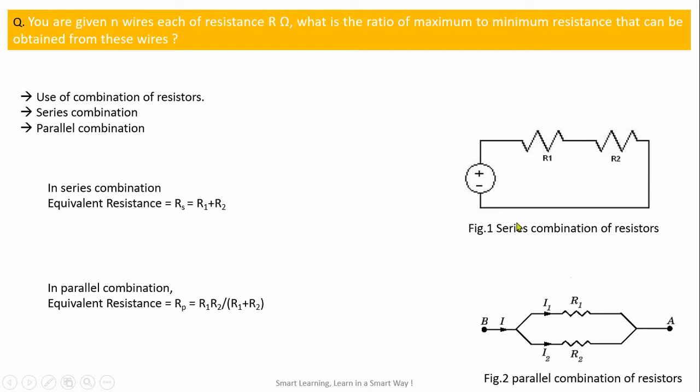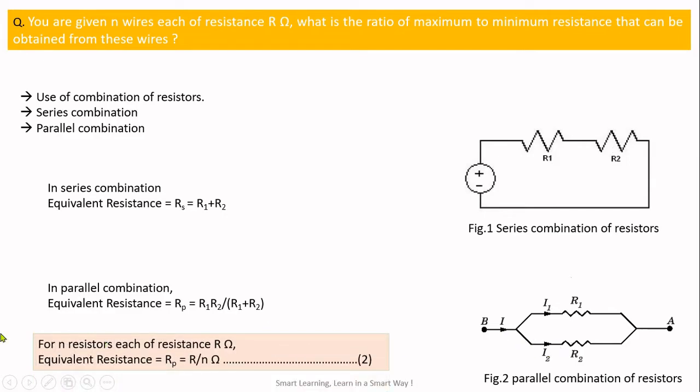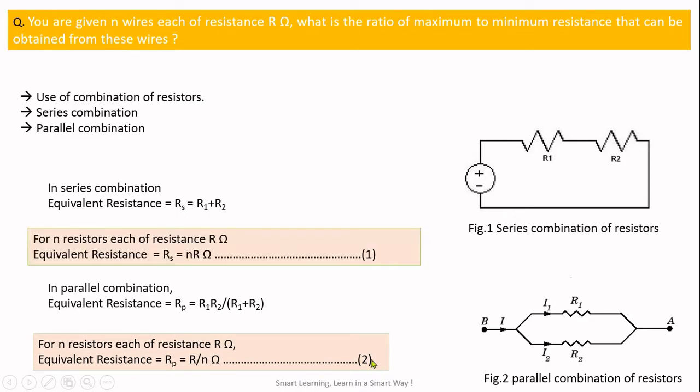These two are the series and parallel combination of these two resistors. And for n resistors, each of resistance R connected in parallel combination, equivalent resistance Rp is equal to R by n ohm, and we call it equation number 2. These two are the equations we will be considering for this solution.